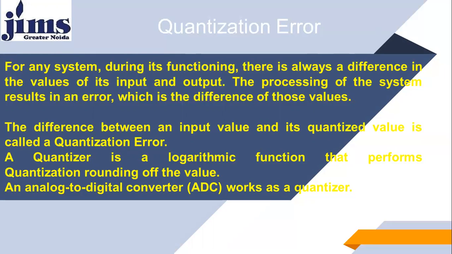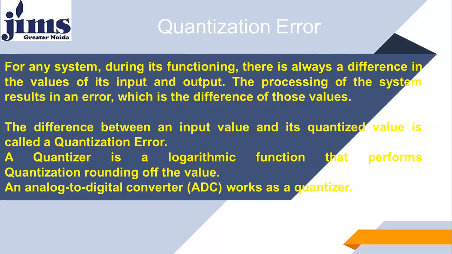So when you approximate the particular sample by assigning a nearby value, the error comes into the picture. For example, if you approximate 4.8 volt as 5 volt, then 5 minus 4.8 is equal to 0.2 volt. So this 0.2 volt is a quantization error, right?